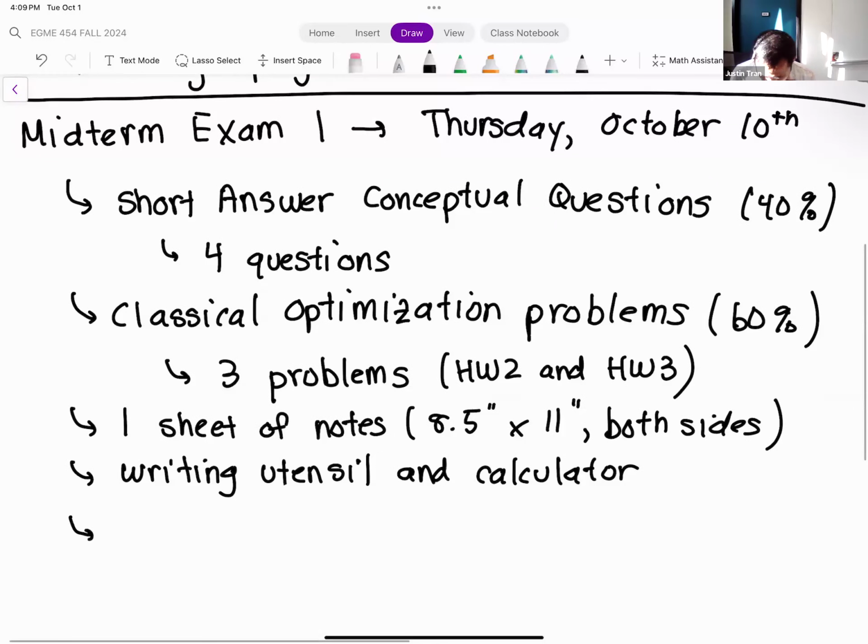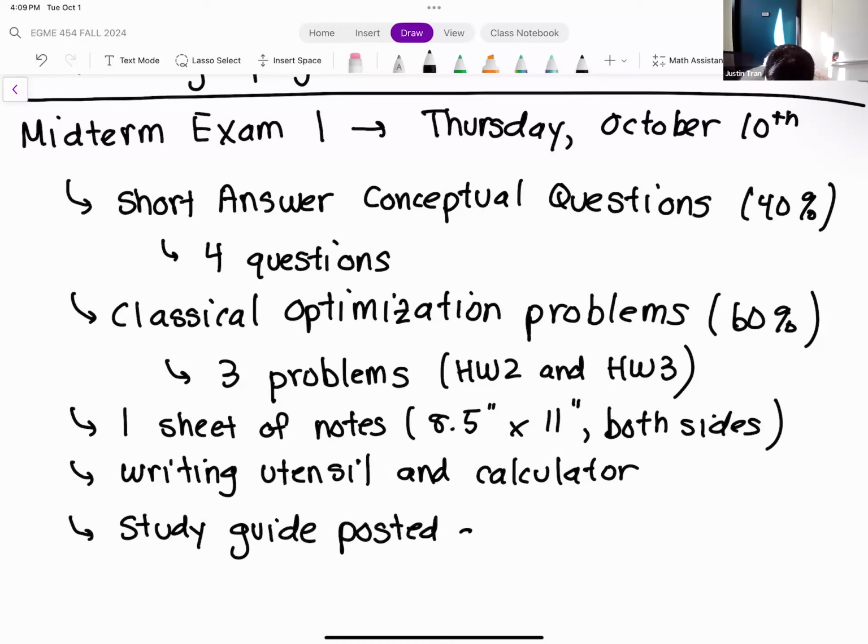Okay. Another thing that I'm providing for you guys, I've already posted this actually, is a study guide for the midterm exam. If you're looking for it, it is on the page for week 6, which is the current week. All right, so I definitely recommend checking out the study guide. The study guide is really going to help you prepare for the conceptual questions.